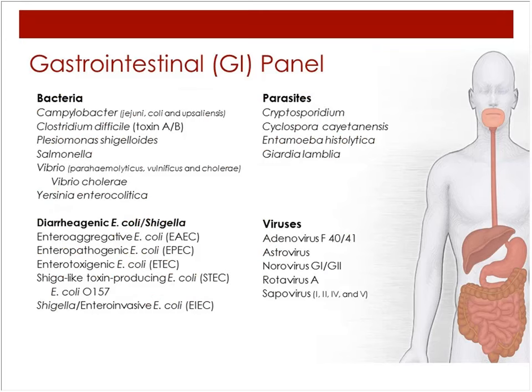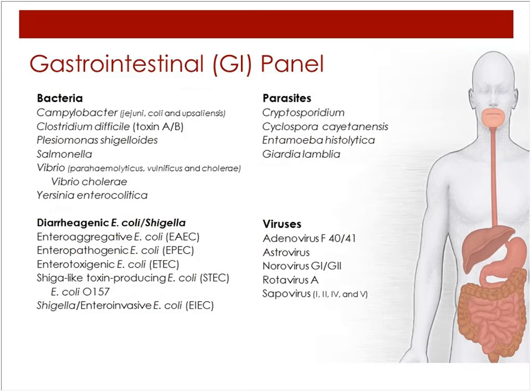As I mentioned earlier, there are a total of 22 pathogens included in the gastrointestinal panel. The bacterial targets include what's listed here: Campylobacter, C. difficile, Pseudomonas, et cetera. It also identifies Vibrio and speciates to Vibrio cholerae. For the diarrheagenic E. coli / Shigella, there's a variety of them. There's actually four diarrheagenic E. coli, and then there's also Shigella / enteroinvasive E. coli.